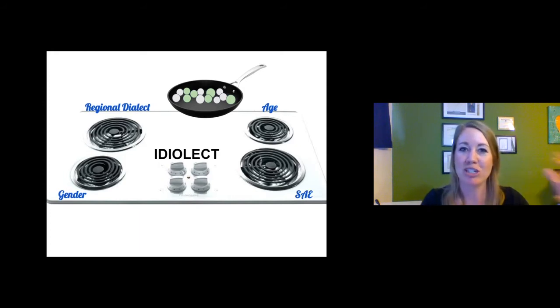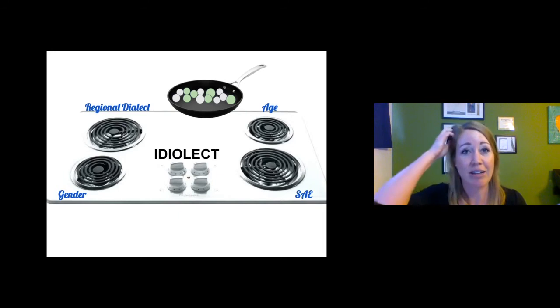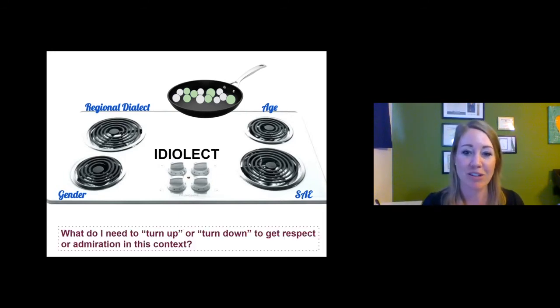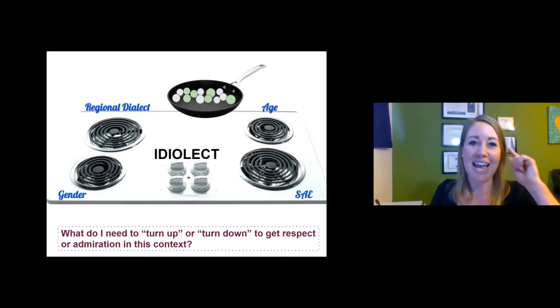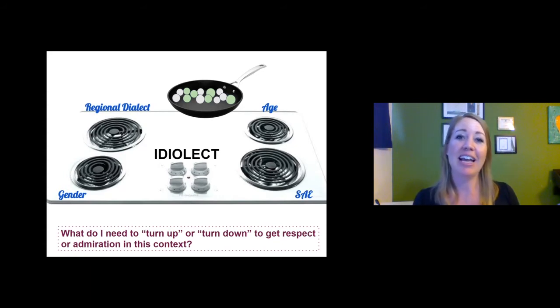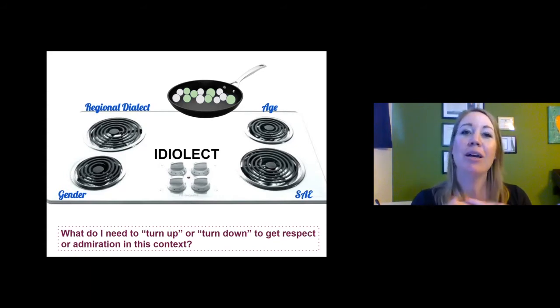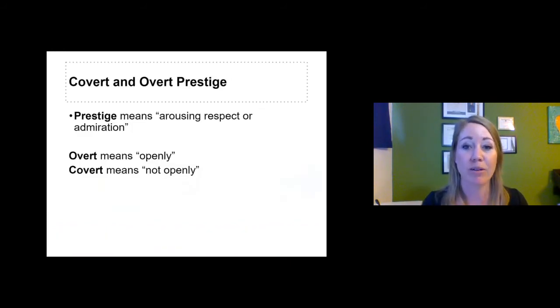Imagine everything about you is just this stovetop burner, and you're constantly navigating and changing those dials based on how you want to be perceived. So what do I need to turn up or turn down to get respect or admiration? That's what you're thinking. You're not naturally thinking that when you're talking to someone. You're not thinking, how can I get this person to admire me? But you are instinctively, as a human being, going that direction. What can I do to get respect or admiration in this context? Which burners do I need on or off to do that?